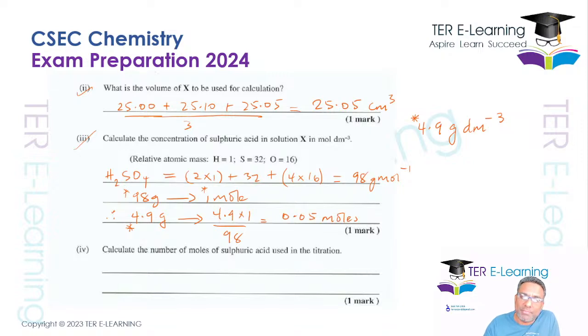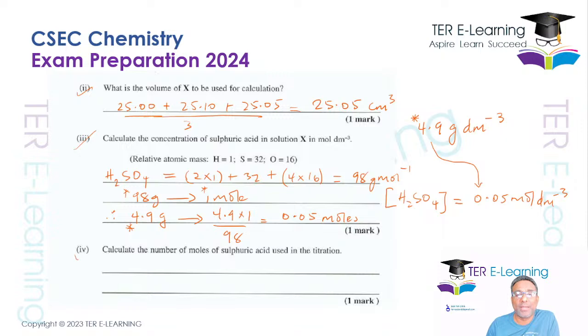So what that means is that the concentration of the sulfuric acid, and whenever you want to write concentration, I notice sometimes CSEC writes it like this. In chemistry, if you put square brackets around a reagent, that means concentration. So the concentration of sulfuric acid here is actually 0.05 mole per dm cube. What I've done here is converted this 4.9 into moles. That's all I did.